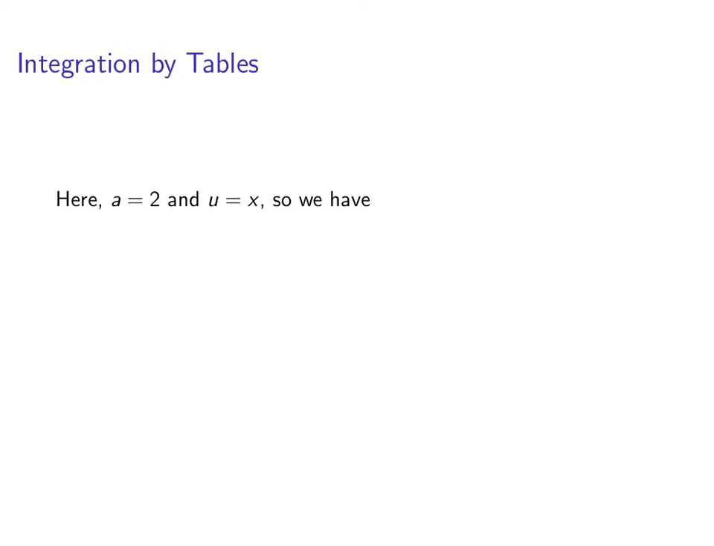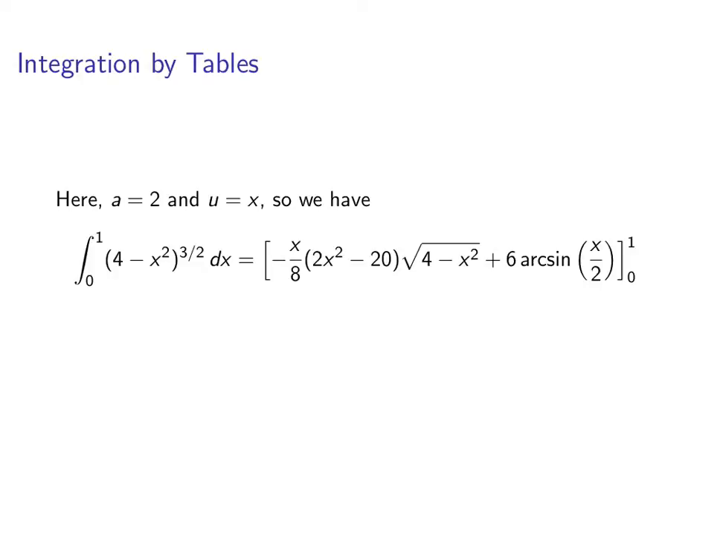We're going to use a equals 2 and u equals x. Now we can just plug things in directly into this formula given. So this integral is just equal to negative x over 8 times (2x squared minus 20) times the square root of 4 minus x squared plus 6 arc sine of x over 2. That's evaluated from 0 to 1. And you should notice that we plugged in all the values of a so that we can actually have the thing to evaluate.